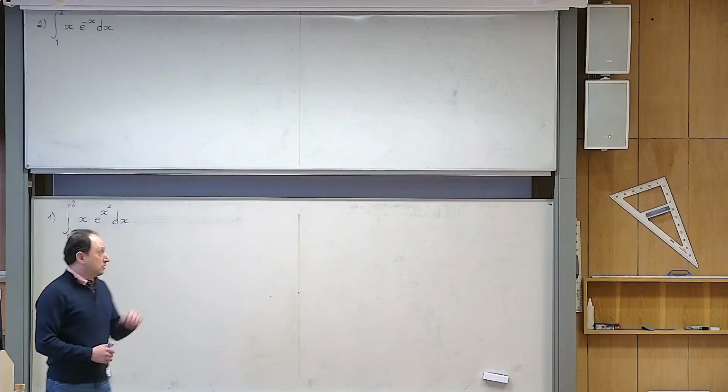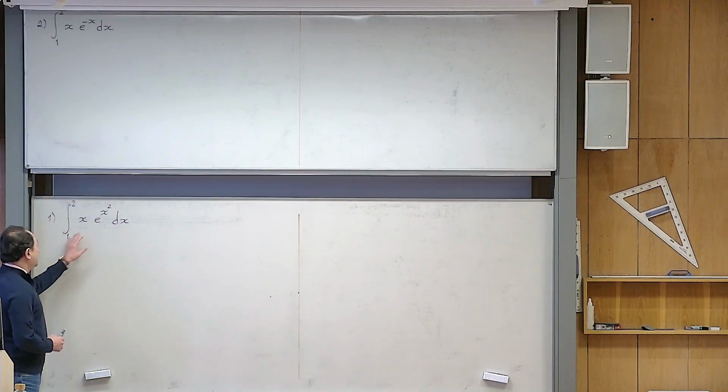Hello, let us solve the first problem. So here we want to calculate this definite integral. The integrand is x e to the power of x squared.